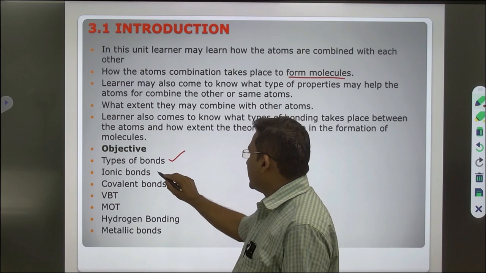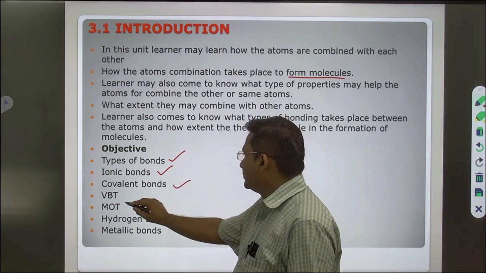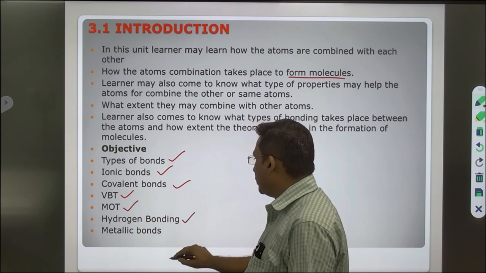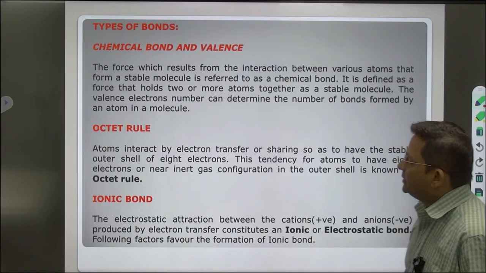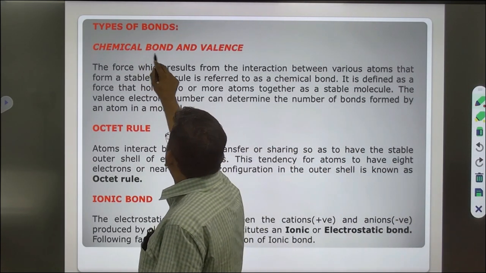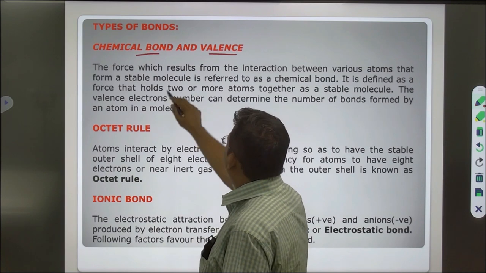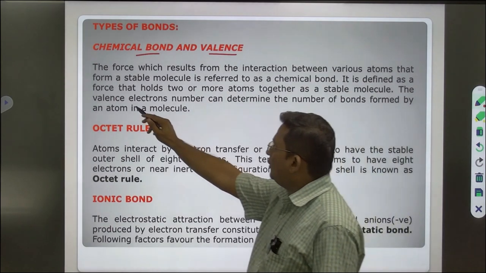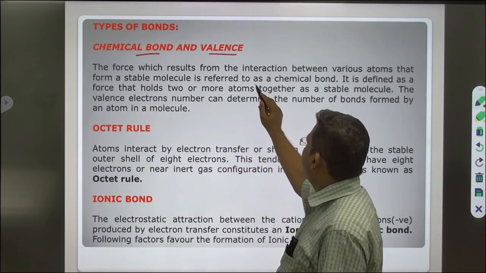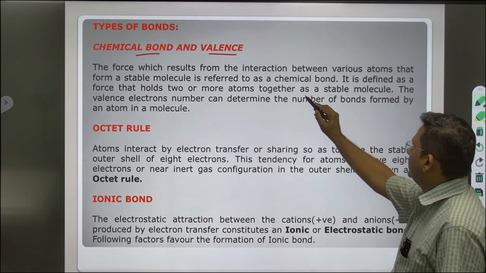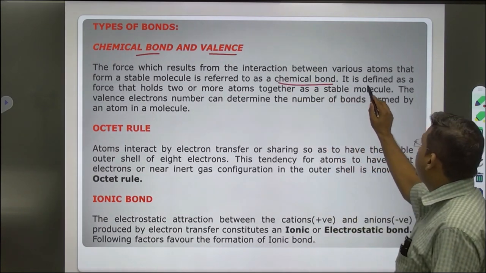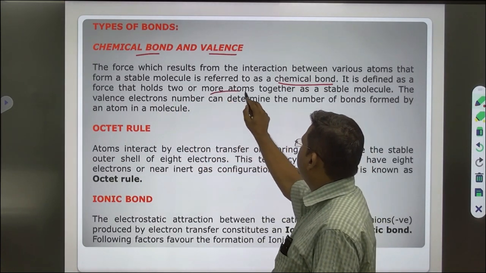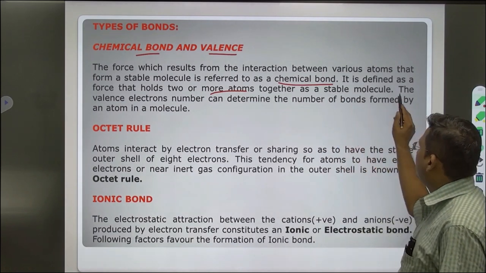Objectives: types of bonds, ionic bonds, covalent bonds, valence bond theory, molecular orbital theory, hydrogen bonding, metallic bonding. Types of bonds: chemical bonds and valence. The force which results from the interaction between various atoms that form a stable molecule is referred to as a chemical bond. It is defined as a force that holds two or more atoms together as a stable molecule.